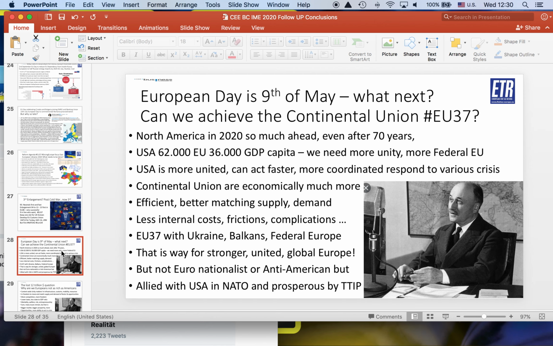We still have half of Europe not in the EU, basically. And we now have this Brexit crisis. So, we are not perfect. In no way. We have to do much more. But we will. Watch us becoming more unified.